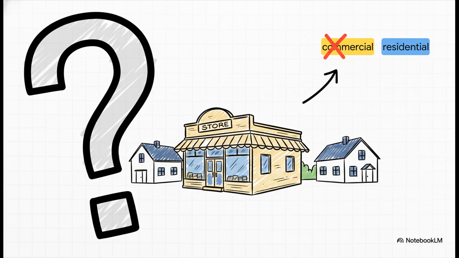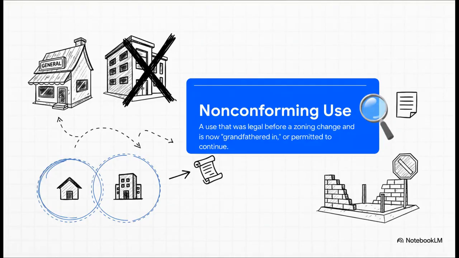Okay, here's a classic scenario. What happens when the rules change? So imagine a little corner store that's been there for like 50 years. Then one day, the city rezones the whole area to be residential only. Does that store have to pack up and leave? The answer is no, and the reason is a little thing called non-conforming use.